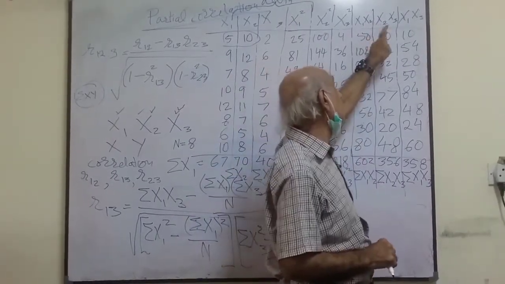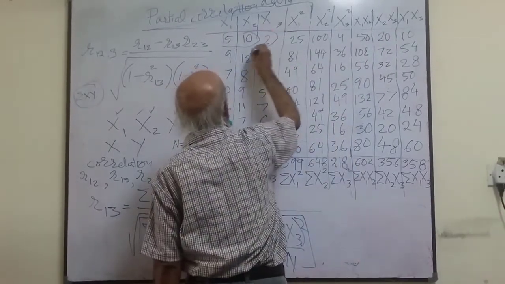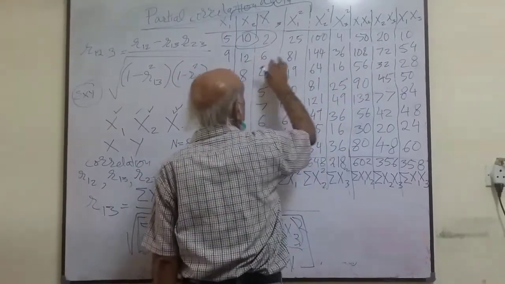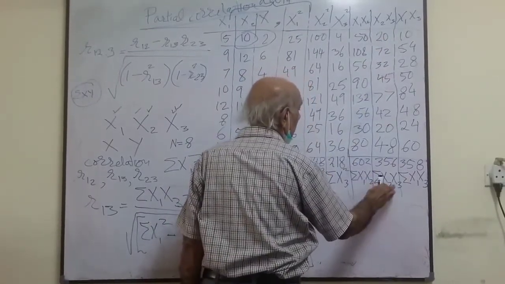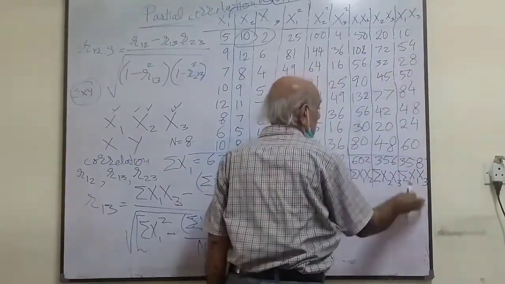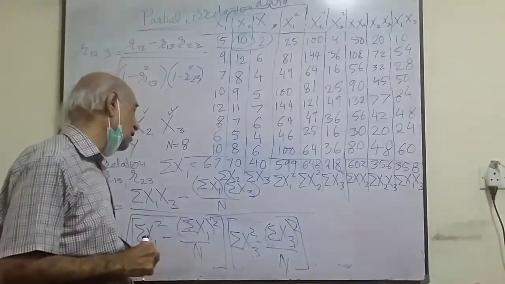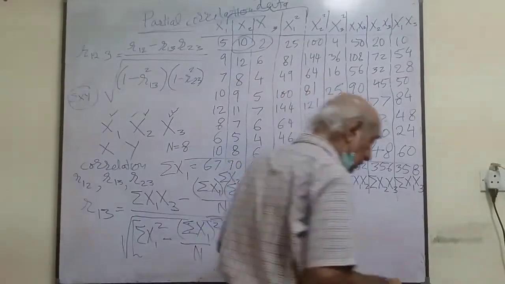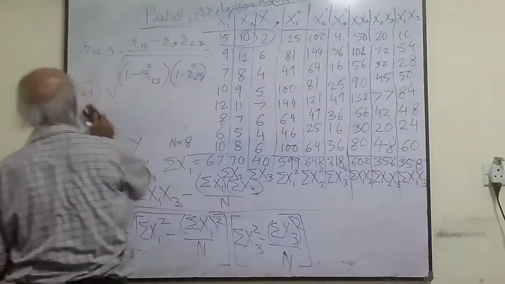Similarly, the cross product of x2 and x3: 10 into 2, 20. 12 into 6 is 72. If you add these, you will get sum x2 x3. Similarly, x1 into x3, the sum will be sum x1 x3. These will be needed for all the partial correlations that we need. This is your first one.